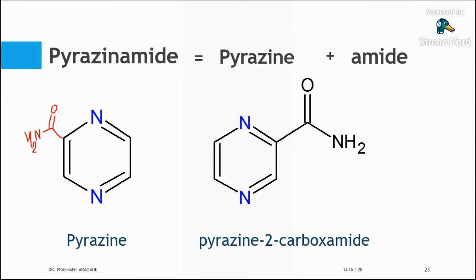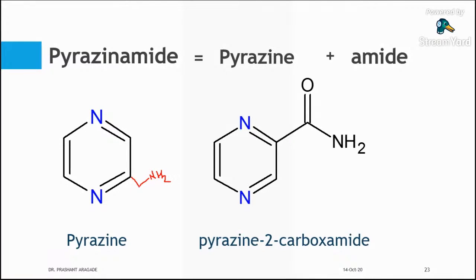If you add here, then the numbering changes as per our rules of numbering. 1, 2, 3, 4, 5, 6. So here one more trick is that on the pyrazine ring, add the amide group at any position except 1 and 4 position. That means do not add the amide function on nitrogen. You can add anywhere else. You can add at this position also.